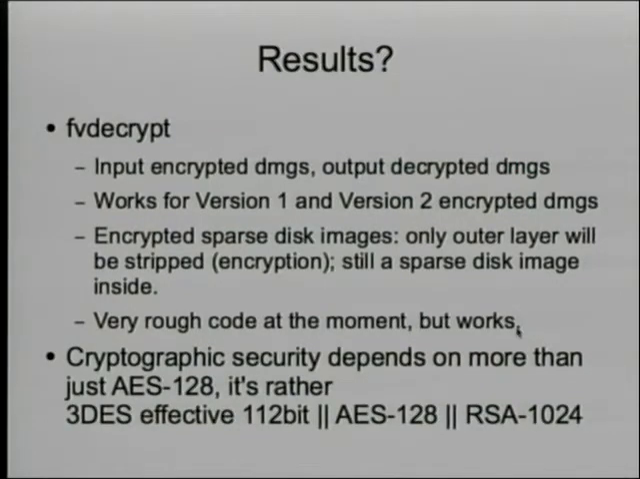Now, the results that we have is we have something called VileFault decrypt. Actually, that's a spelling mistake on the slide. It should be a V and an F instead of an F and a V. What it does, you feed it an encrypted disk image, either a sparse disk image or a non-sparse, like UDIF disk image, and it outputs the decrypted disk image if you have the correct passphrase.